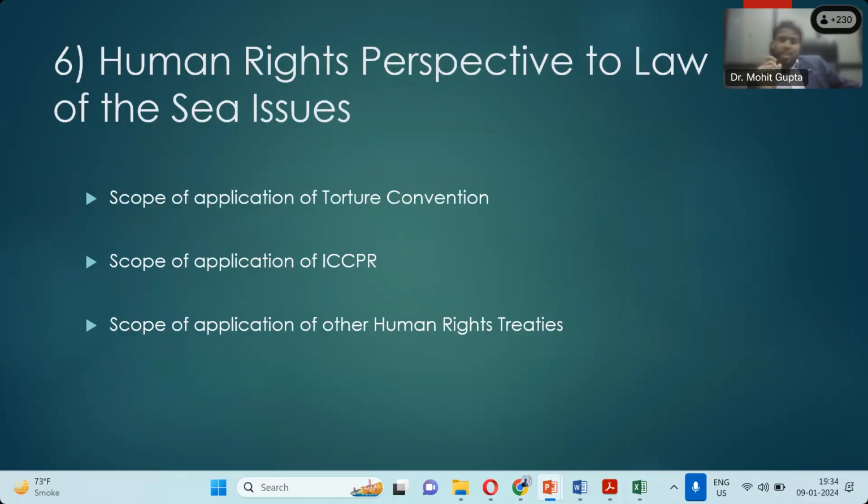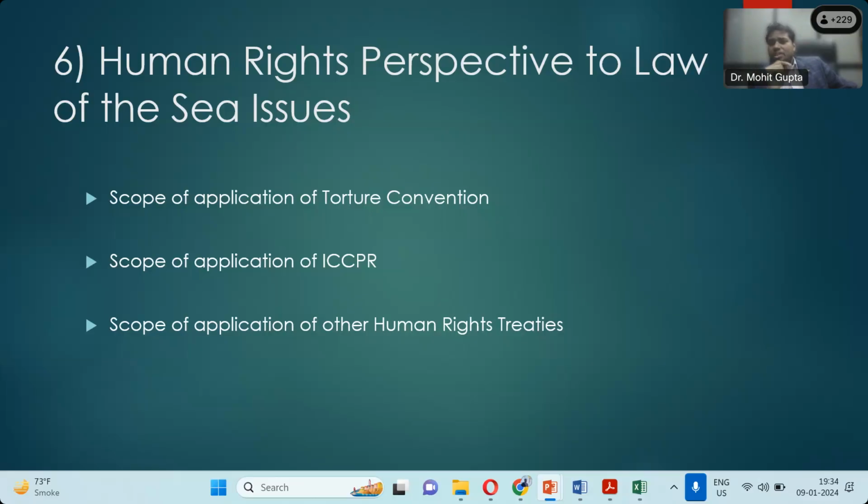Now, another aspect I wanted to talk about when discussing teaching methodology is that law of the sea issues should not be looked at in isolation. This is true for any branch of international law. Suppose you're talking about international criminal law or any other branch of international law, there is no watertight compartment. None of the branches of international law should be looked at in isolation. And this is true with law of the sea issues as well.